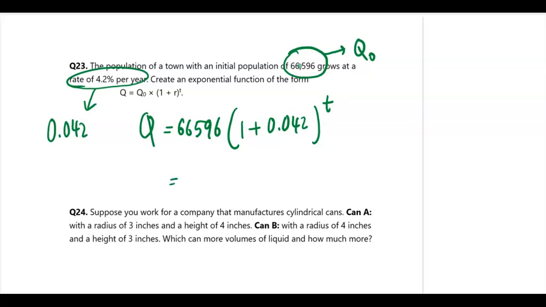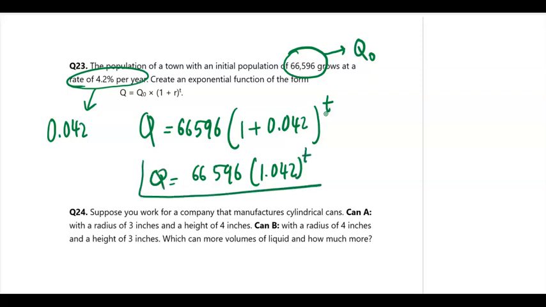If you simplify inside the parentheses, you get Q equals 66,596 times 1.042 to the power T. That's the function we are looking for, as we created the exponential function in that form. Okay, that's the answer.